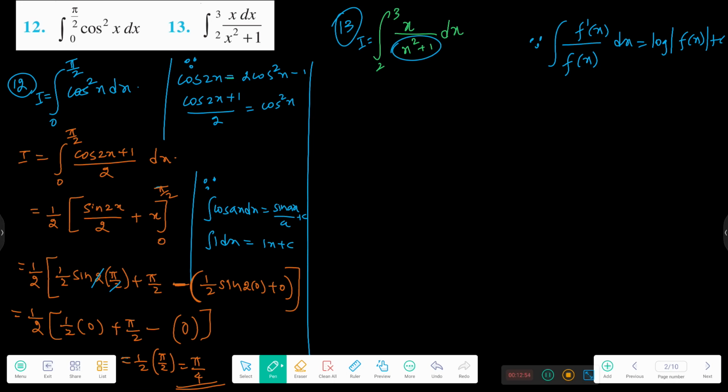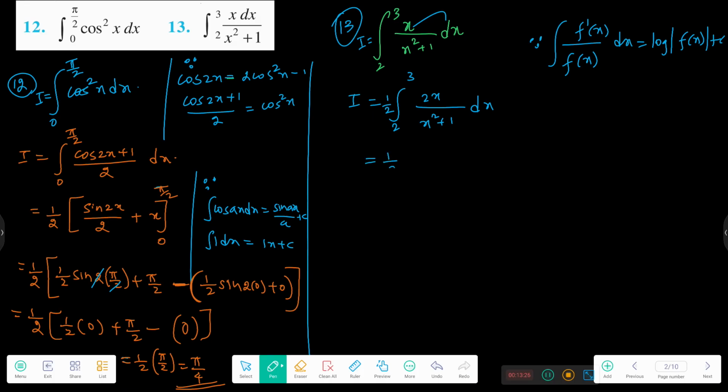x square plus 1, when you differentiate, x square derivative is 2x, 1 derivative is 0, which is equal to 2x. But I have only x. What is missing? So you multiply by 2. What do you do? You multiply 2 in the numerator and 1 by 2 outside, for x square plus 1 into dx. The 2 and the 1 by 2 cancel, so there is no change in the question.